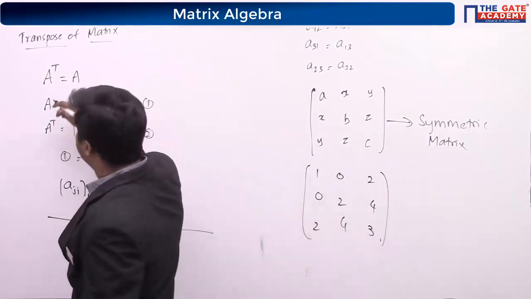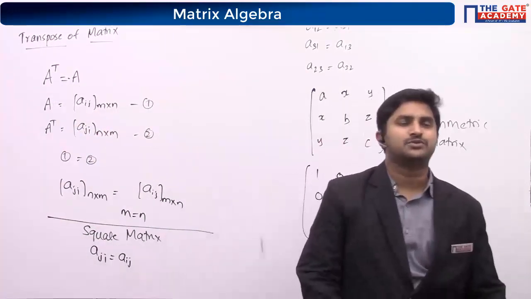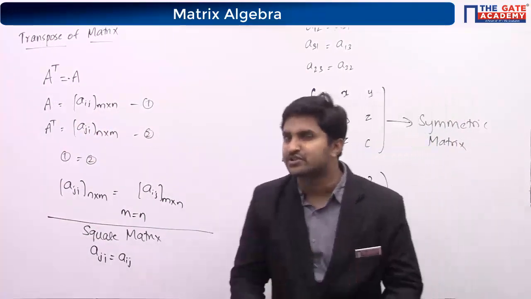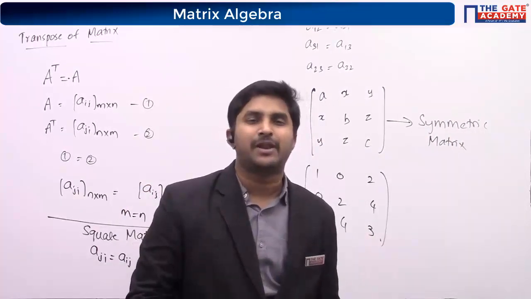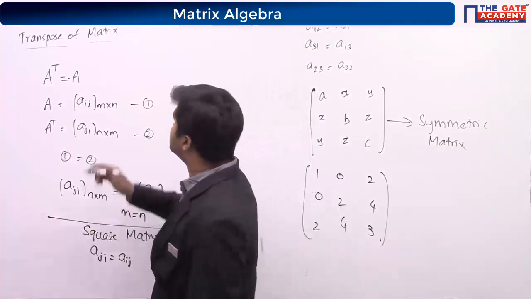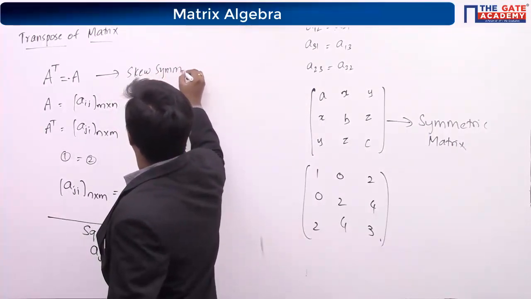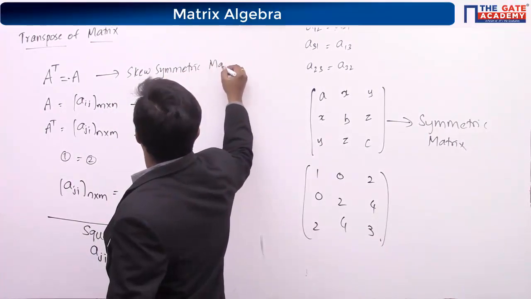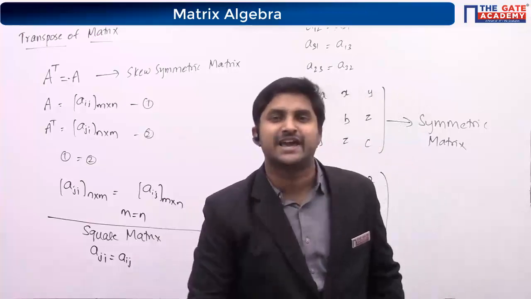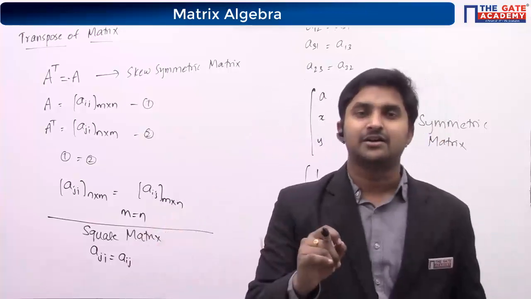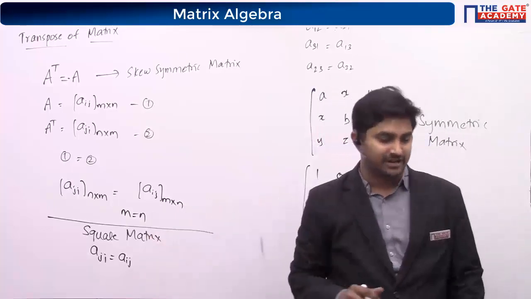Now, there is a second type of matrix, which is A transpose is equal to minus A. It means that when you apply the transpose, it will be the matrix itself multiplied by a minus sign. Such a matrix is what we call a skew symmetric matrix. So whenever the transpose of the matrix is equal to the same matrix with a minus sign, such a matrix is what we call a skew symmetric matrix.